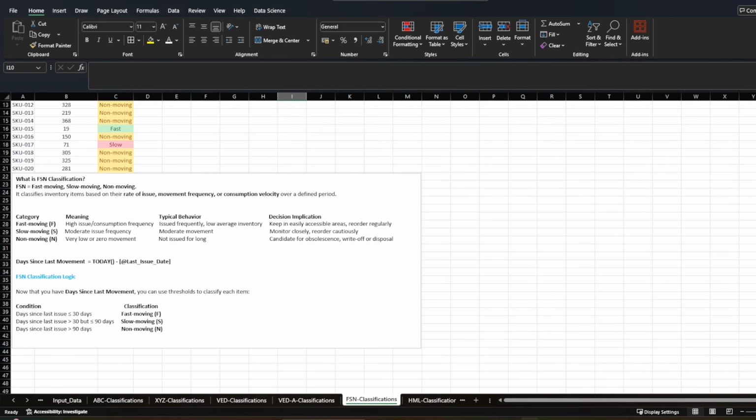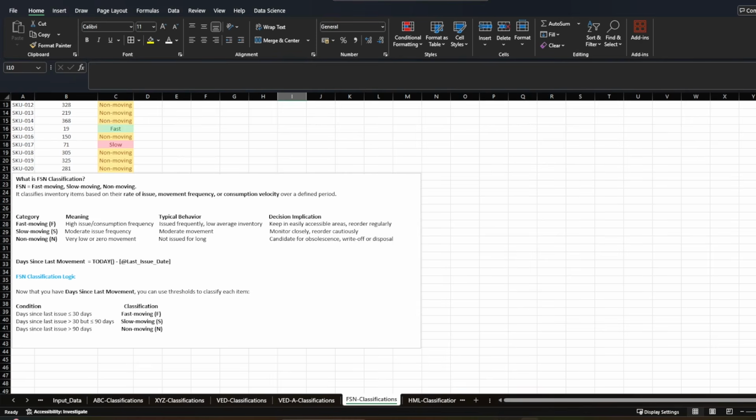The rate of issue means how frequently you are sending it or delivering it to the internal or external customer, whatever it is. So let's say the category is fast moving. It means it has a high issue or consumption frequency. The behavior is that it is issued frequently and has low average inventory because it is always in demand. So you are not able to replenish, or as soon as you replenish it, you have an order to serve. Correct. So we have to keep a check on this, and we have to reorder regularly.